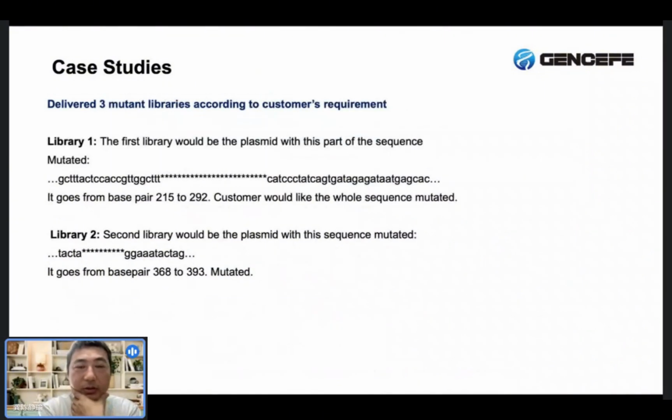Here's another real example of a degenerate library. In this case, all of this region is degenerated. So this is a very huge library.